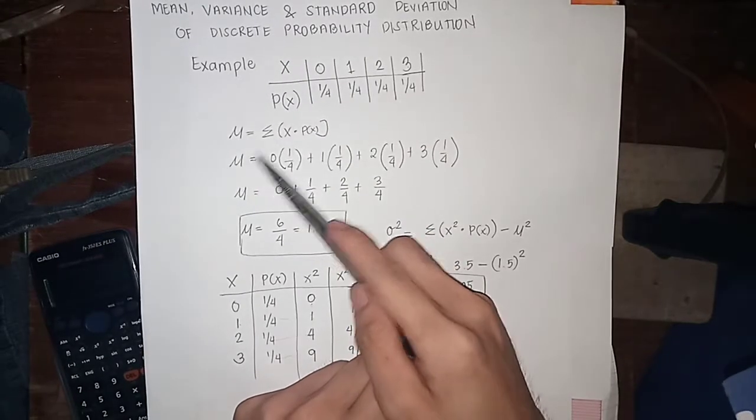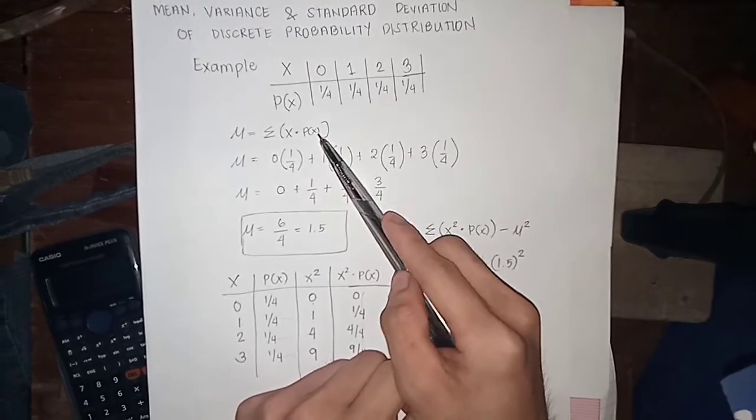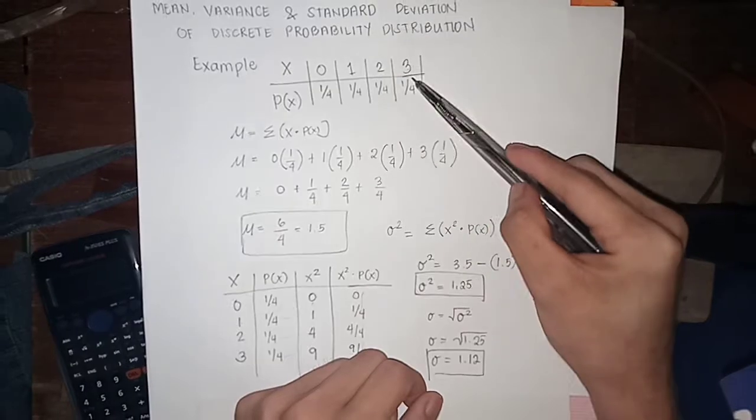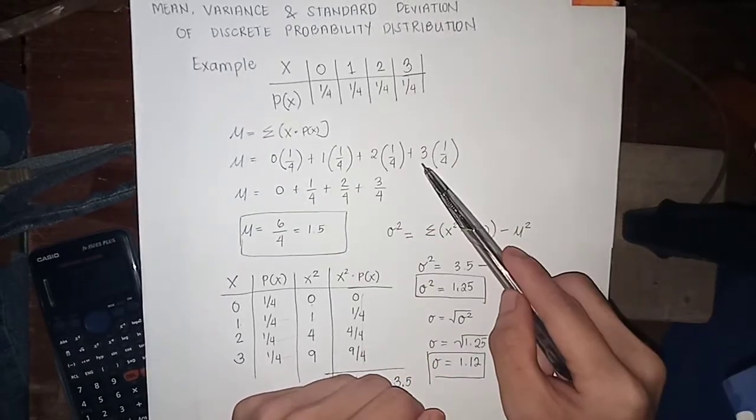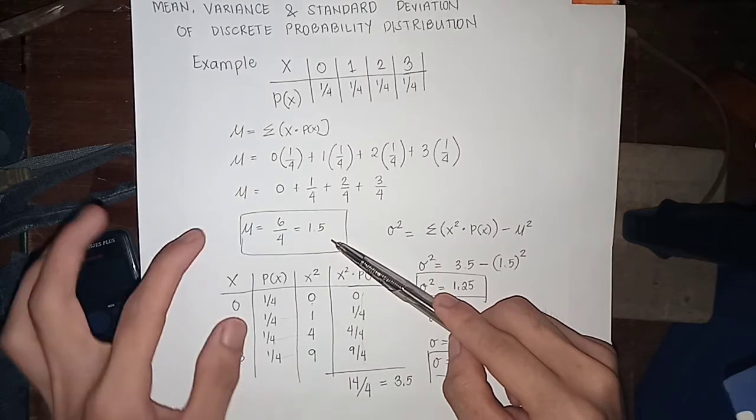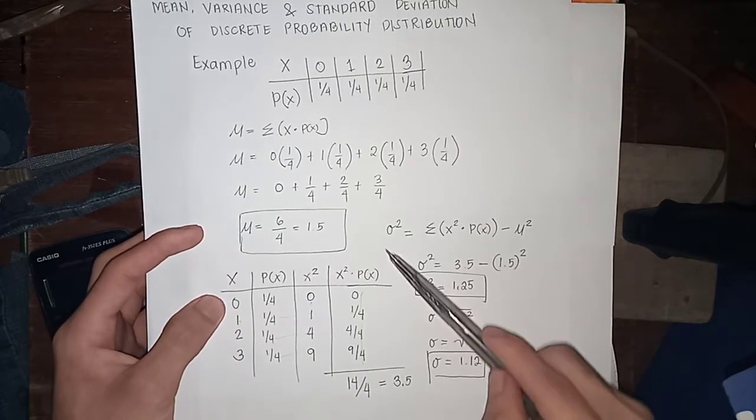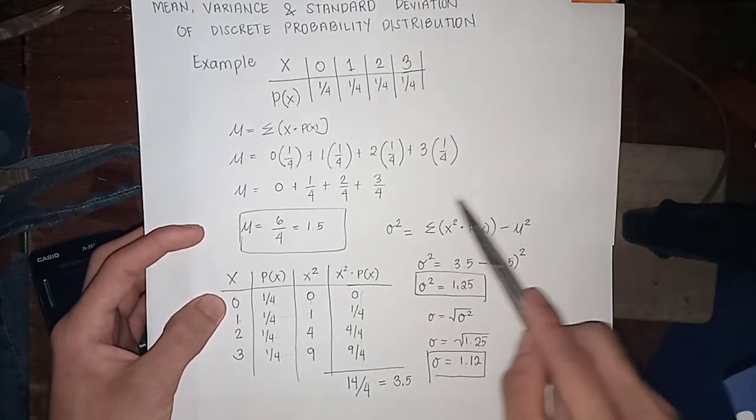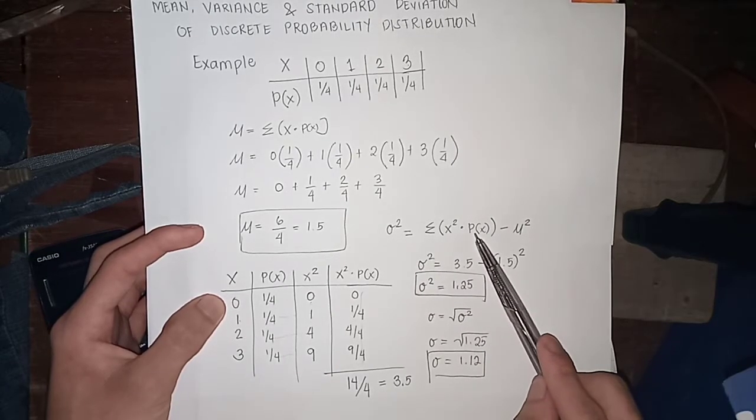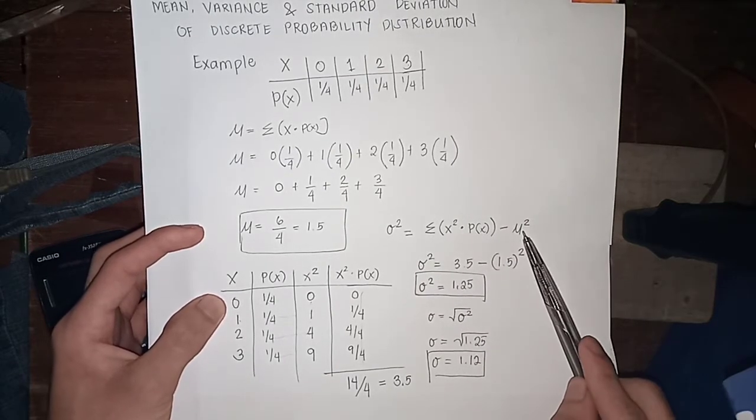First step, kunin muna ang mean. The mean is the summation of x times p of x. Ang gagawin lang, i-multiply isa-isa, saka i-add. Next, pagkuha ng variance, formula muna tayo. Formula in getting the variance, that is summation of x squared times p of x minus mean squared.